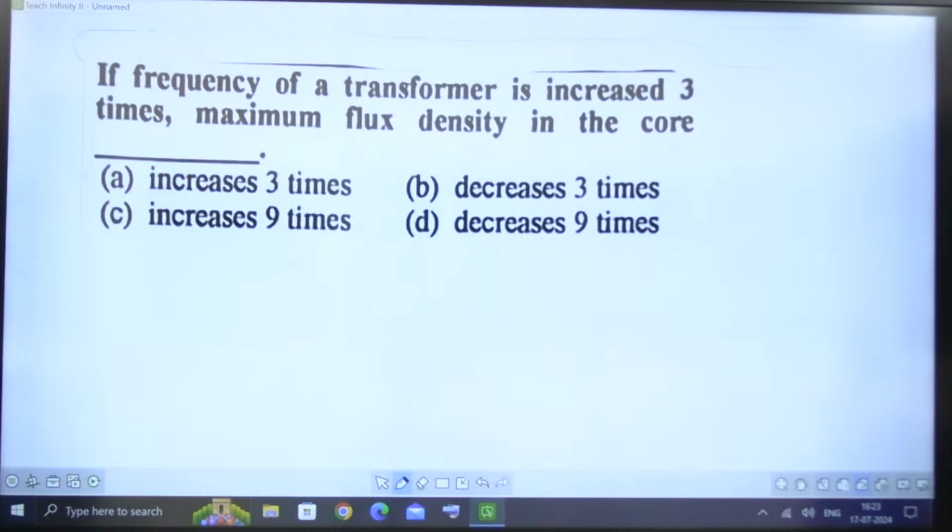If the frequency of a transformer is increased by 3 times, the maximum flux density in the core is? He's asking about flux density B. Harika has given the answer.